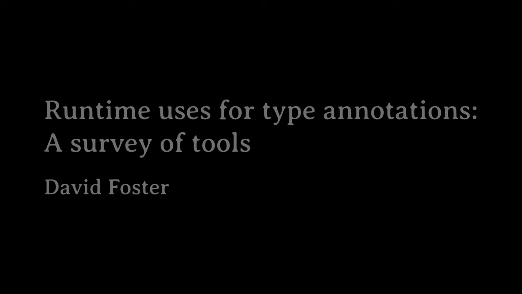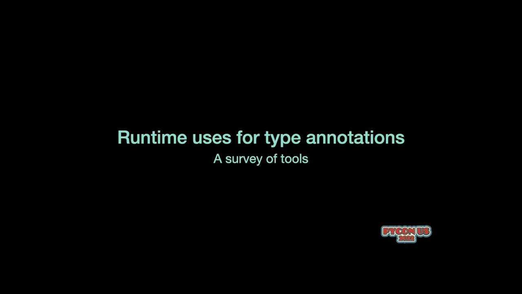So now I've got a different thing to talk about. I wanted to give an overview of a number of tools that are in the Python typing ecosystem right now, which manipulate type annotation objects at runtime. There's a lot of interesting things being done here, so I just did a survey of all of the libraries that are doing this type of thing that I could get my hands on.